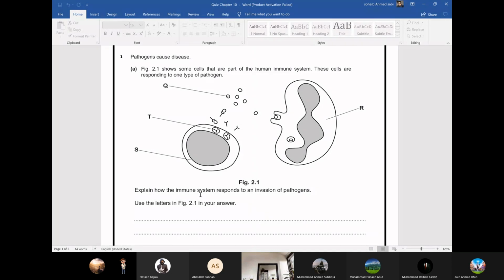Pathogens cause disease. Figure 2.1 shows some cells that are part of the human immune system. These cells are responding to one type of pathogen. Now, boys, they have shown two types of white blood cells. Who will tell me which one is lymphocyte and which one is phagocyte? And also tell me the reason as well.